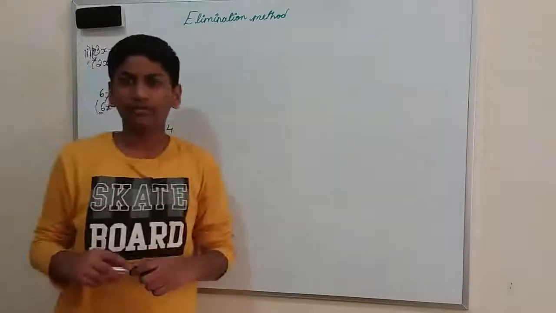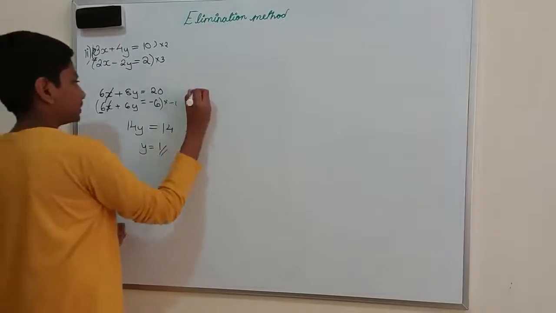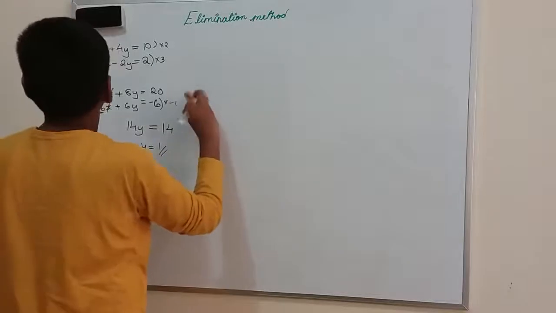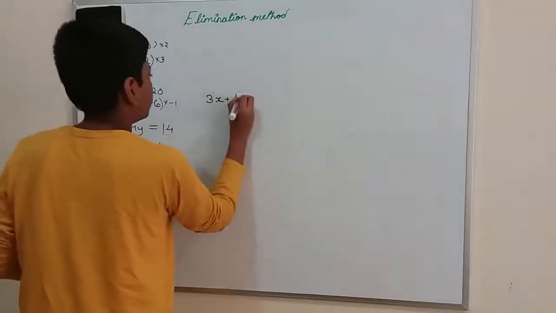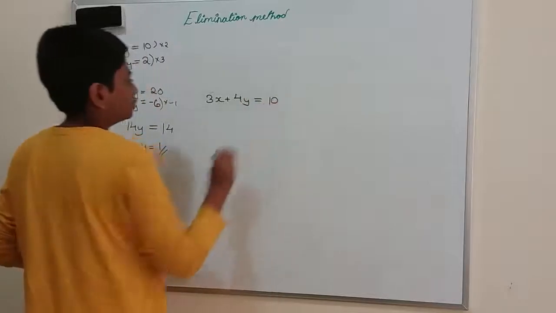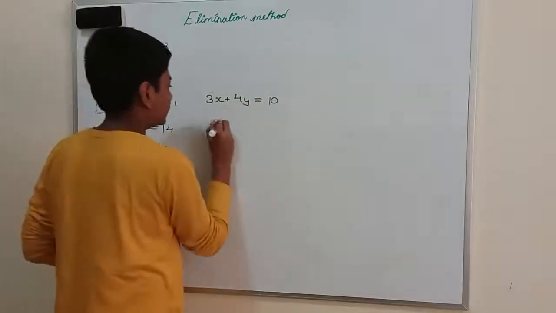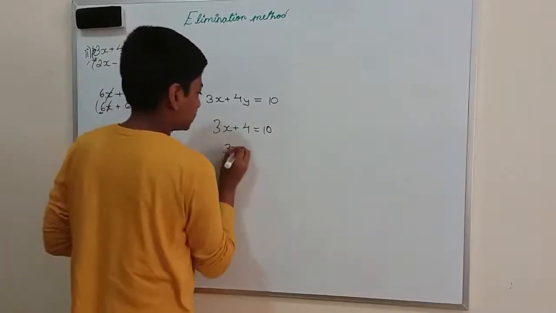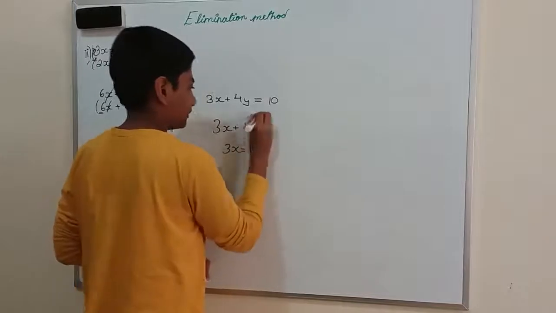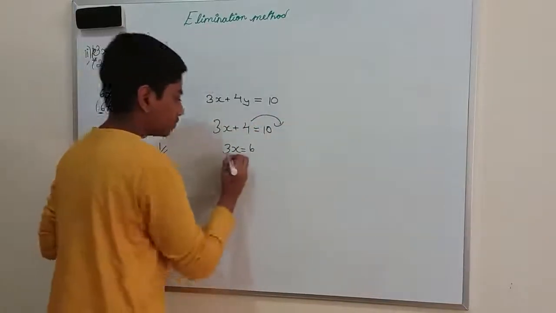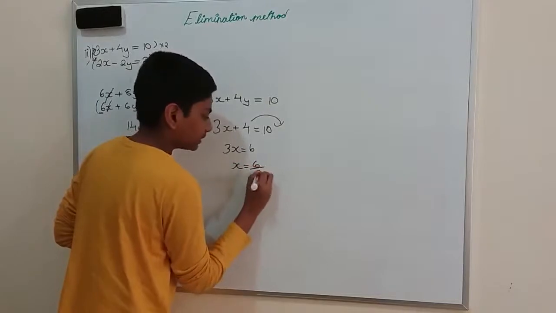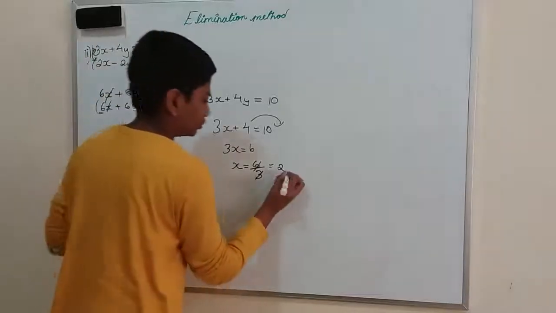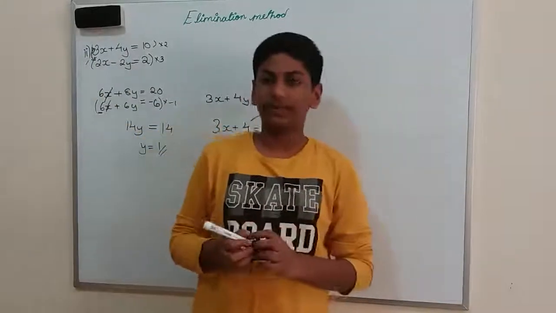Now let's find the value of x. In the first equation what they gave is 3x plus 4y equal to 10. So we'll substitute the value over here. So 3x plus 4 should be 10. So 3x is equal to 6, since 10 minus 4 is 6. So x will be equal to 6 divided by 3, which is nothing but 2. So our y value is 1 and x value is 2. So let's solve another problem under this topic.